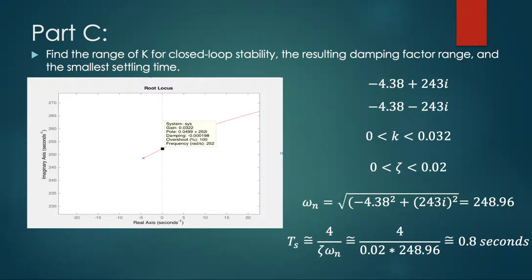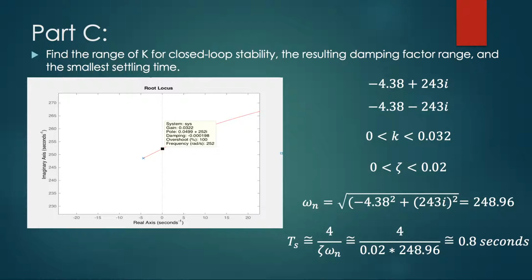For part C, we had to find the range of K for closed loop stability, the resulting damping factor range, and the smallest settling time. On the left hand side you can see the point selected where the root locus intersects with the y-axis. We get a gain of 0.0322, which on the right hand side is how we got K is greater than 0 and less than 0.032.